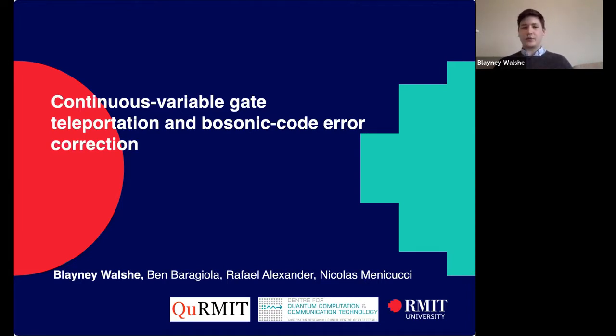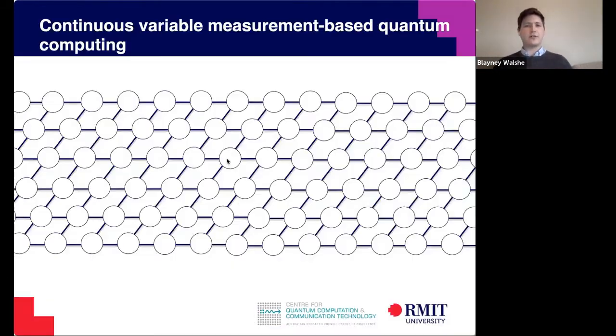But to start off, I just want to talk about continuous variable measurement-based error correction. Sorry, measurement-based quantum computing. I'll go through this a little bit light on the detail just to get everyone up to speed. Essentially, the idea is to start with a resource called a cluster state. This is a canonical cluster state. Each node is a zero momentum state, and it's connected via CZ gates.